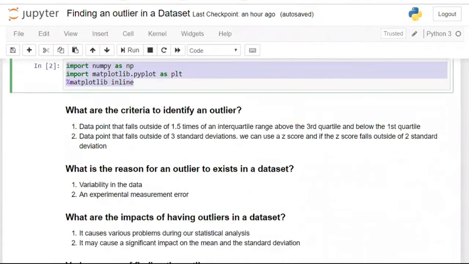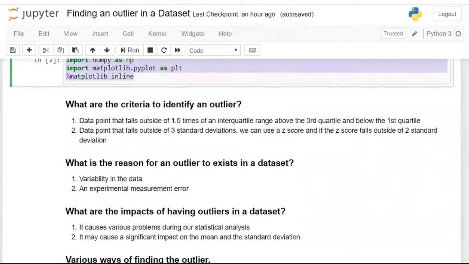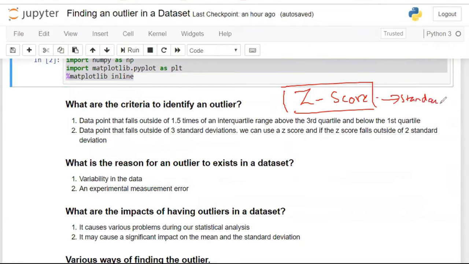Now, what are the criteria to identify an outlier? In this particular video, I'm going to show you two different techniques. One is with the help of something called the Z-score. If you know about standard normal distribution, I think the Z-score will be very, very easy for you. Anyhow, I'll be explaining what this Z-score is. The next thing is something called the interquartile range. Okay, so we are going to discuss these two techniques. The first one is the interquartile range. The second technique is the Z-score. Now what exactly is the Z-score? That we need to understand.